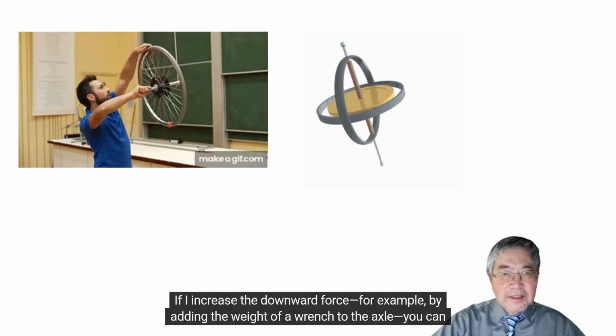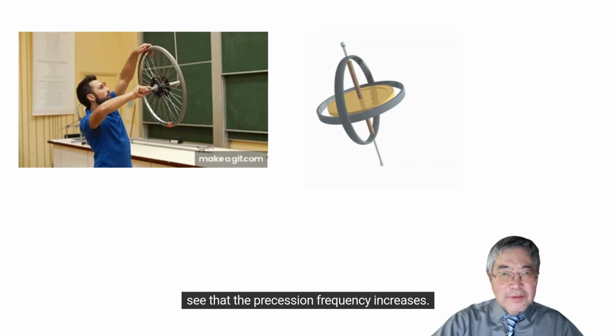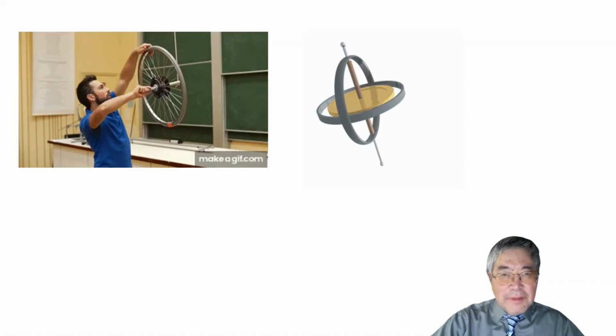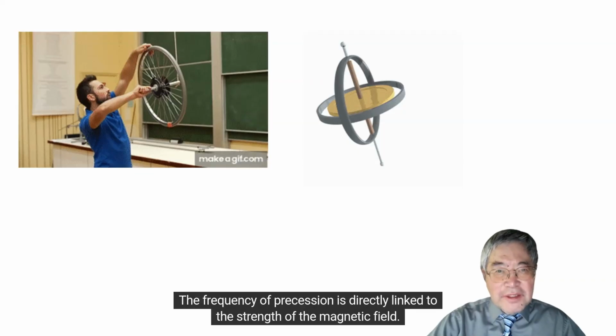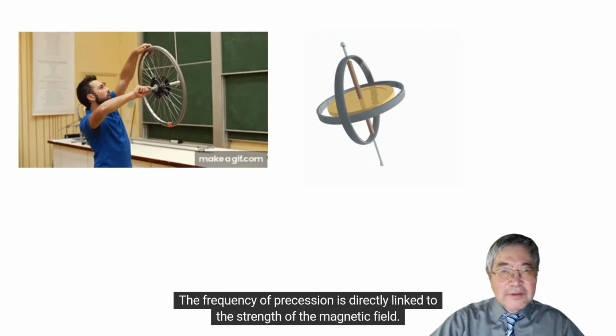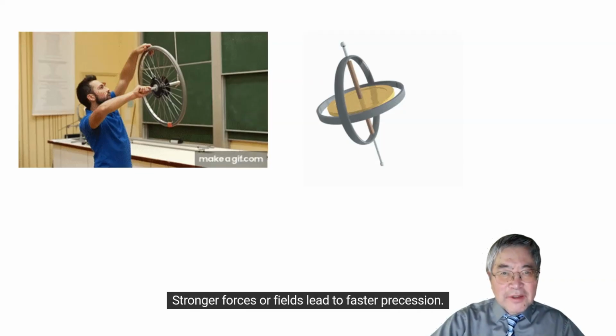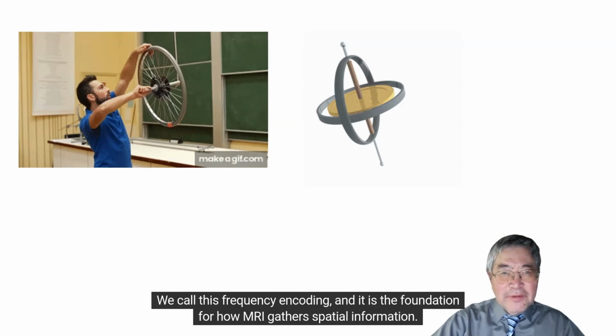If I increase the downward force, for example by adding the weight of a wrench to the axle, you can see that the precession frequency increases. This is the same principle that applies in MRI. The frequency of precession is directly linked to the strength of the magnetic field. Stronger forces or fields lead to faster precession. We call this frequency encoding, and it is the foundation for how MRI gathers spatial information.